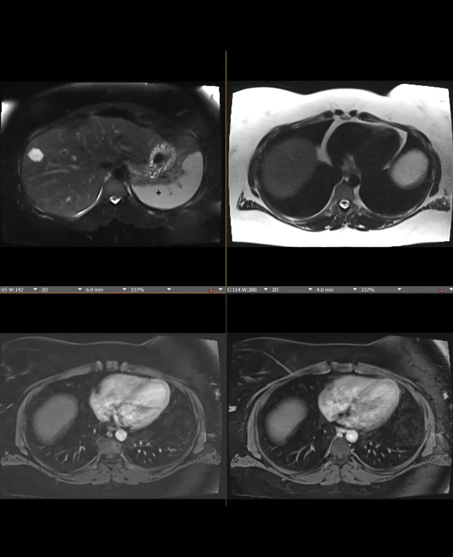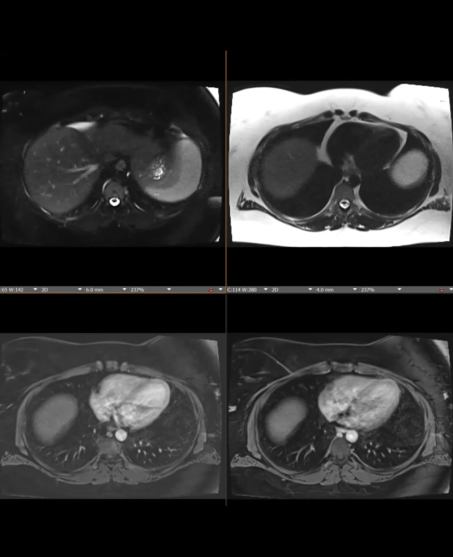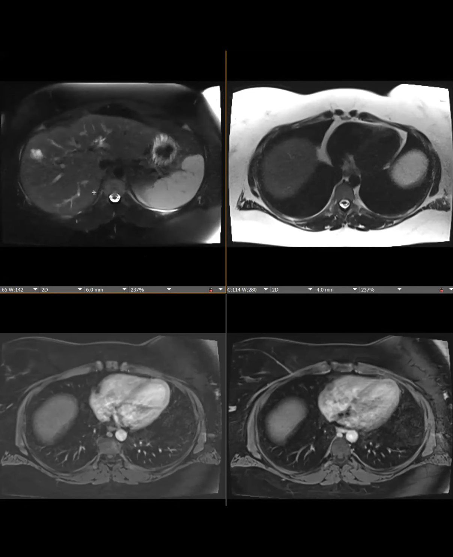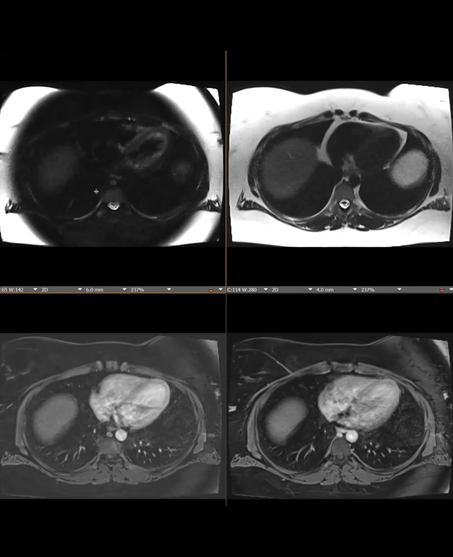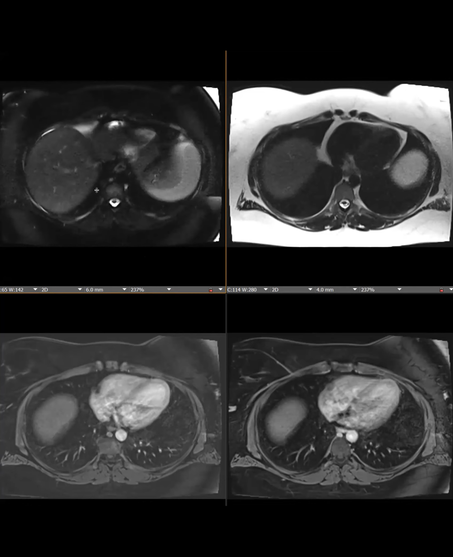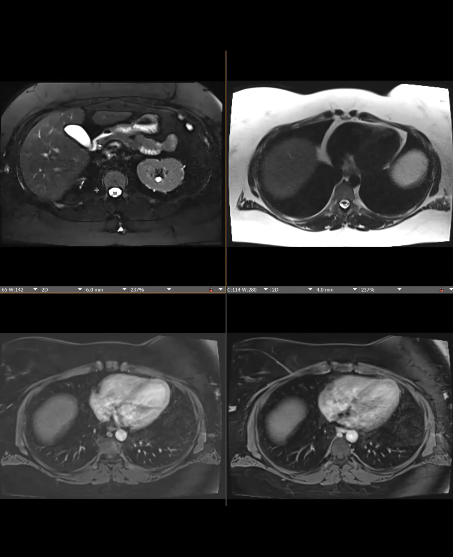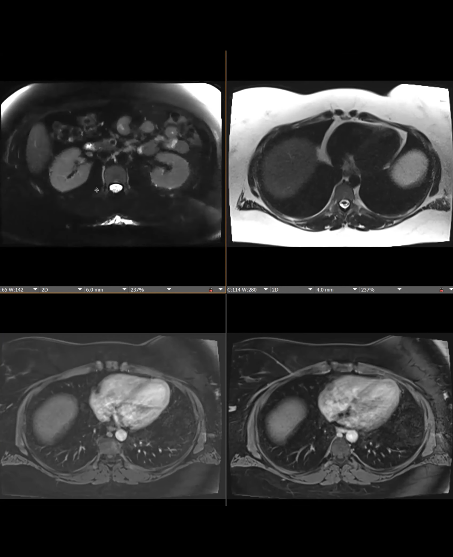I just want to go through my thought process. This is a young patient with an obvious liver lesion here, T2 right, and the top two sequences are both T2. Does anyone see any other liver lesions on this T2?